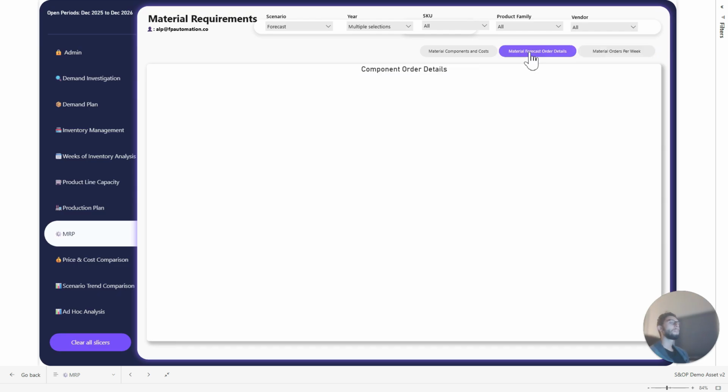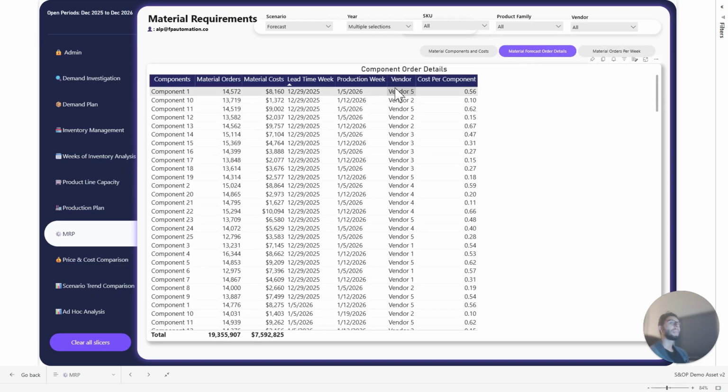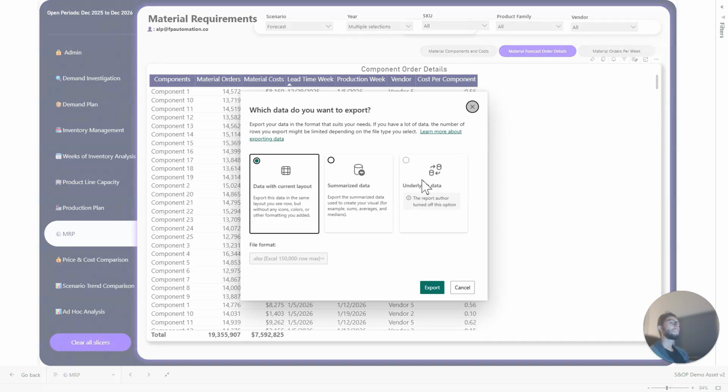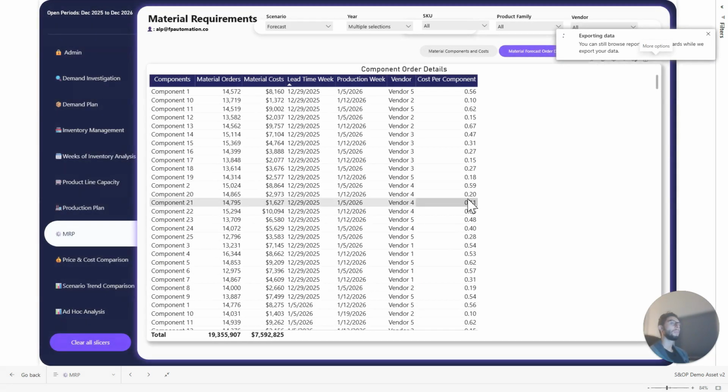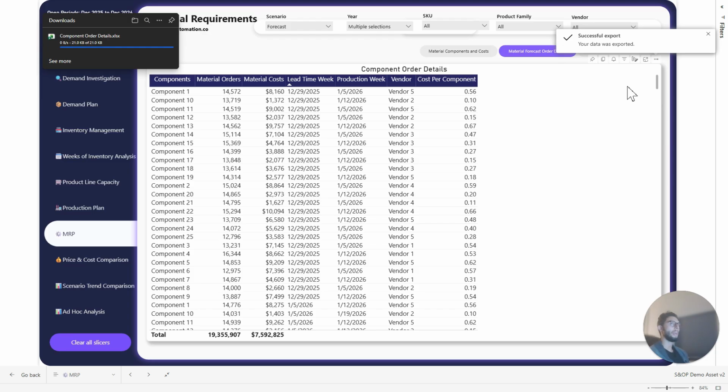From here, team members can see exactly what vendor, what production week, and the forecasted lead time week required to get that particular component, and who the vendor is, the cost per component, the number of orders, and the material costs that need to be taken into account for this particular analysis. Teams can easily export this data and get it into the necessary systems with their vendors in order to meet that production demand right here.